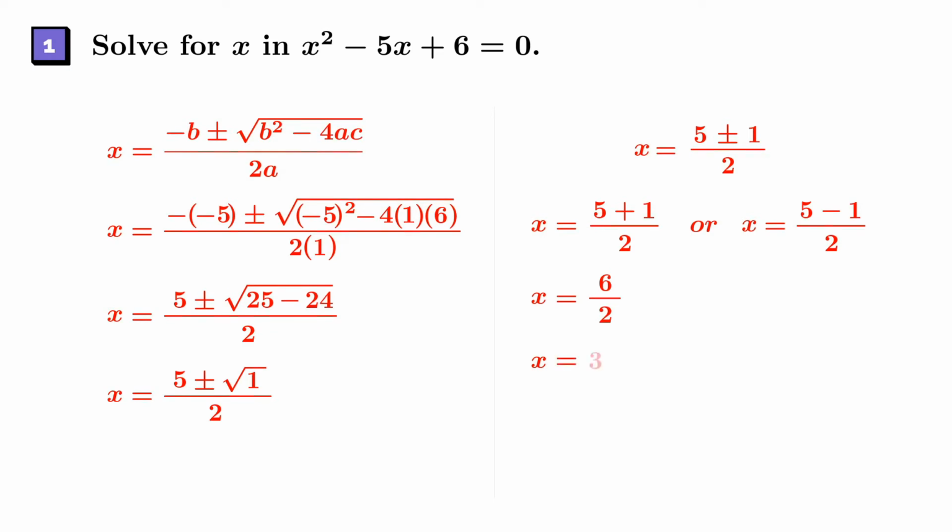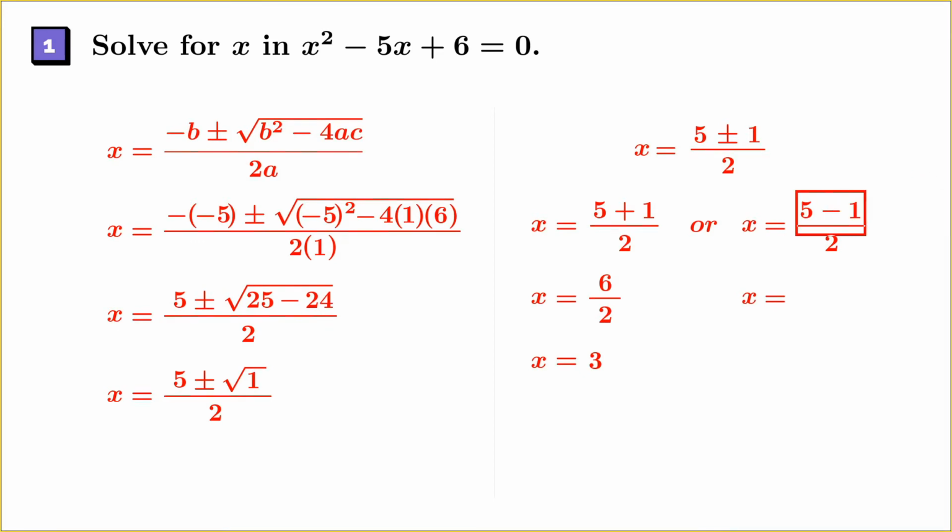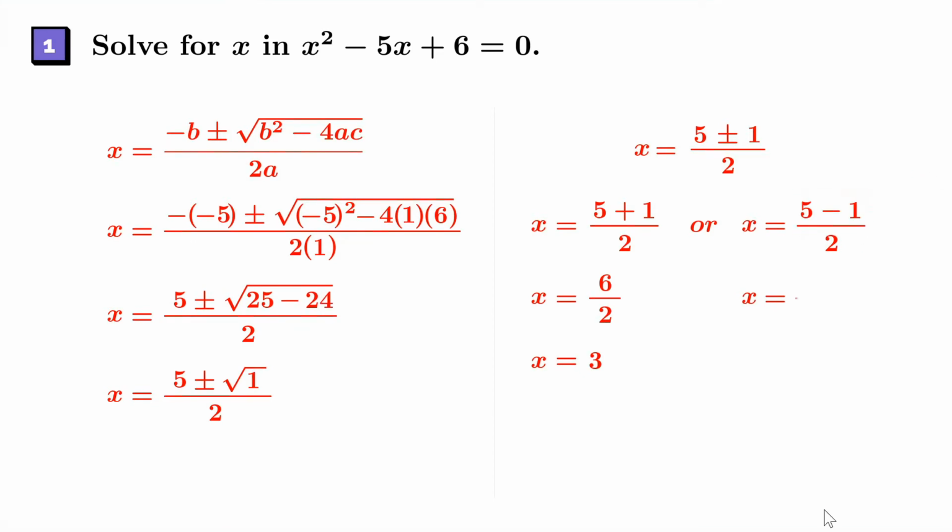So, x equals 3. Sa kabila naman, we have x equals, so 5 minus 1 is 4 all over 2. And x equals 4 divided by 2 is 2. So yung dalawang roots natin or solutions para sa quadratic equation na x squared minus 5x plus 6 equals 0 ay 3 and 2. Alright?